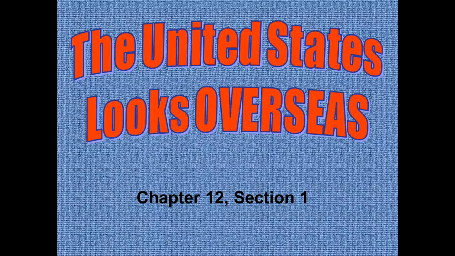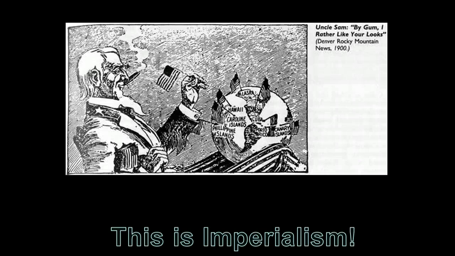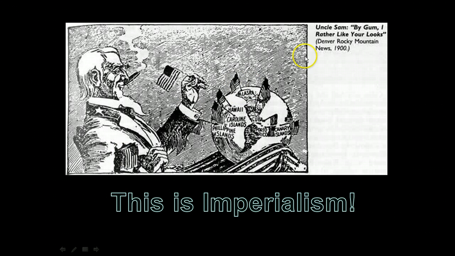So this is called U.S. Looks Overseas. It's section 1 in chapter 12. Here's Uncle Sam carving up the world. This pretty much sums up all of imperialism, that he's putting that U.S. flag all over. You know, like, wait, why do we have Hawaii as a state again? It's so far away. That doesn't make sense. The same thing with Alaska. This is the time period that it all starts to happen. And Uncle Sam's saying, by gum, I rather like your looks.